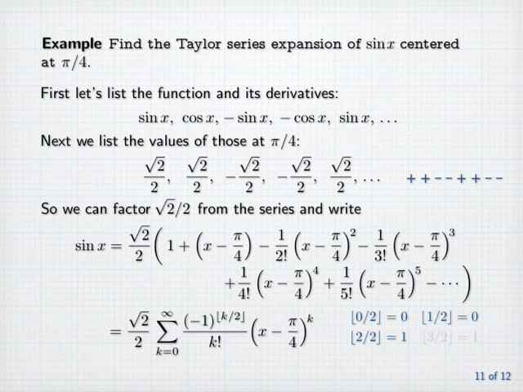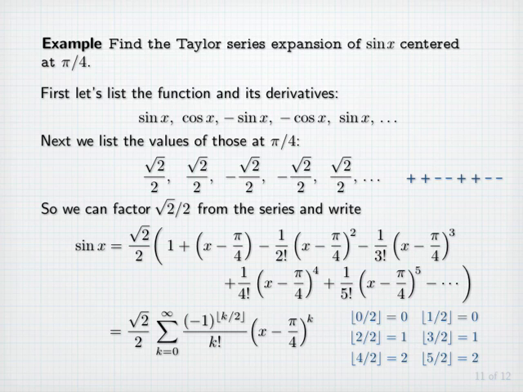When k is 3, the exponent is the greatest integer in 3/2, which is again 1, and so again we get minus 1 to the first power. Now when k is 4, the exponent is the greatest integer in 2, which is 2, and so we have minus 1 squared equals plus 1.